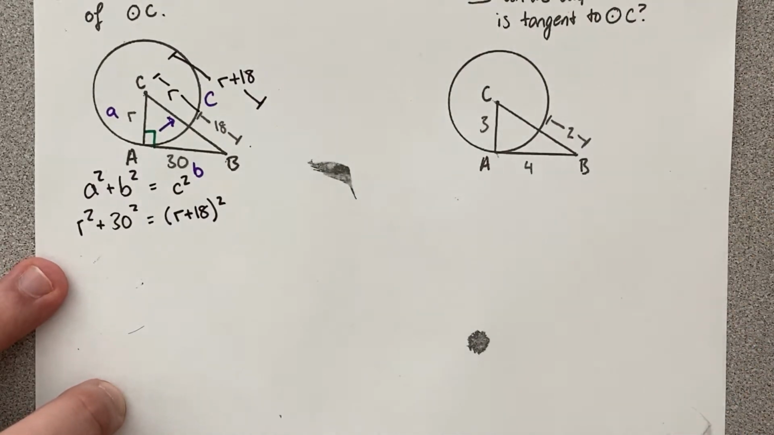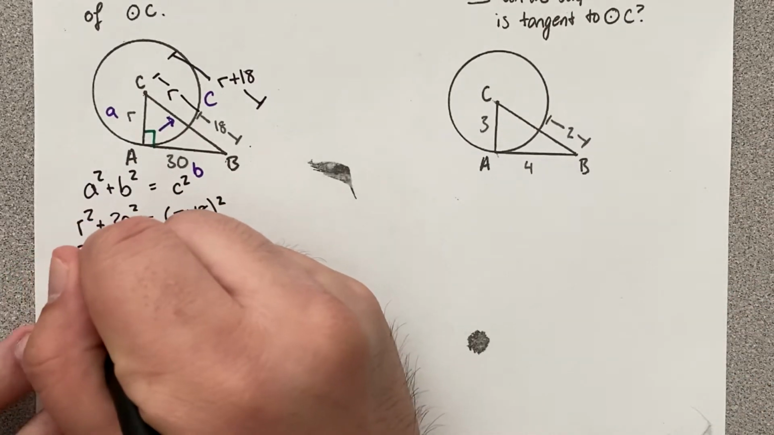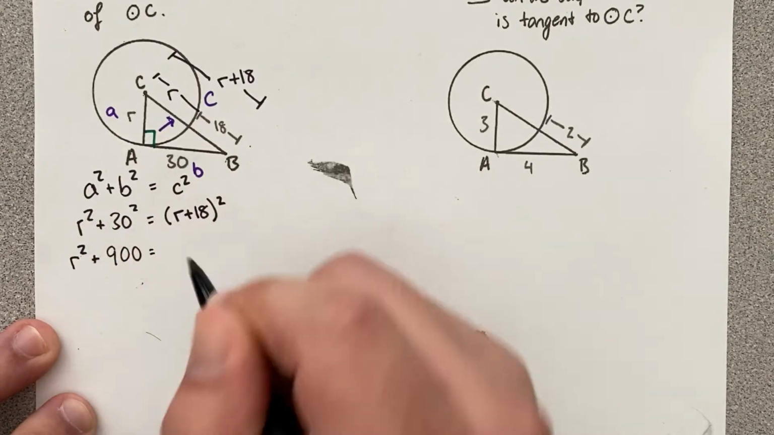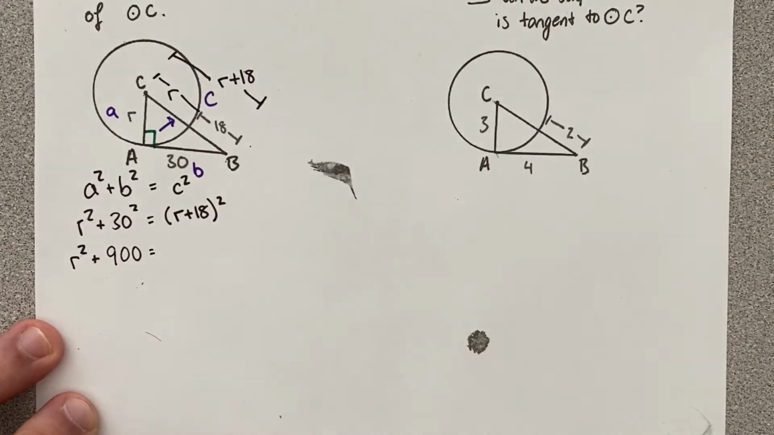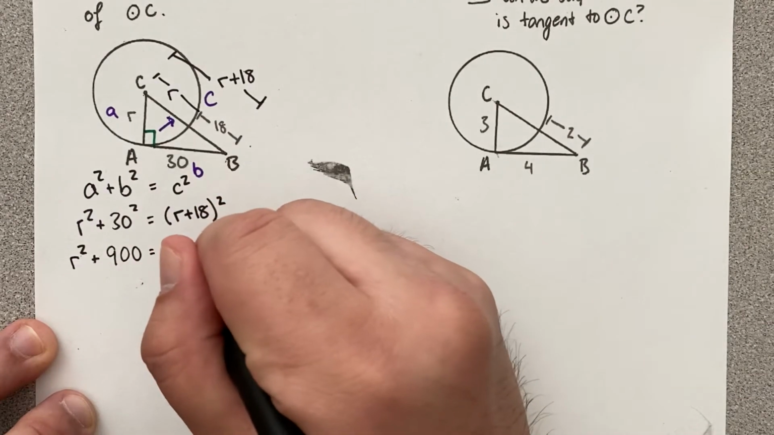From here, it's a whole lot of algebra. It looks nasty, but bear with me, it's not that bad. r squared just stays r squared. 30 squared is 30 times 30, which is 900. And on this right-hand side, this is going to be a little bit of a throwback to algebra. We're going to have to use the distributive property.